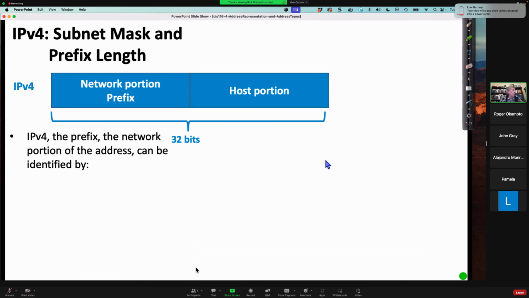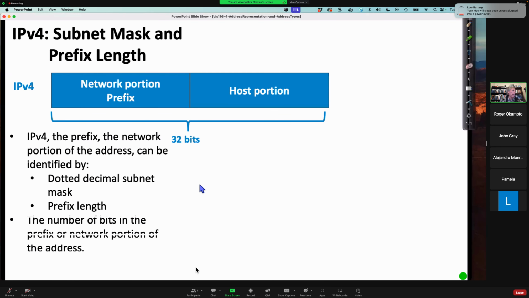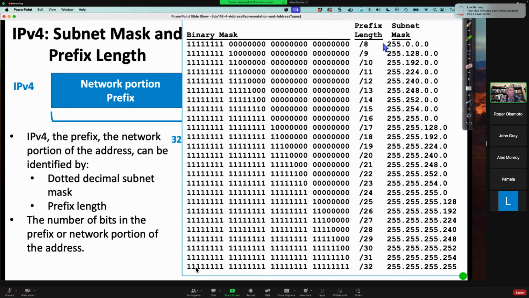All right, let's talk about IPv4 subnet mask and prefix length, because in IPv4, you have the choice of a subnet mask or a prefix length. We're going to see in IPv6, we just use prefix length. The prefix length means how long is the network prefix, meaning the network portion of the address. In IPv4, we can use subnet masks like I'm showing here, dotted decimal, or a prefix length. And again, the prefix length just specifies how many 1 bits are in the mask.